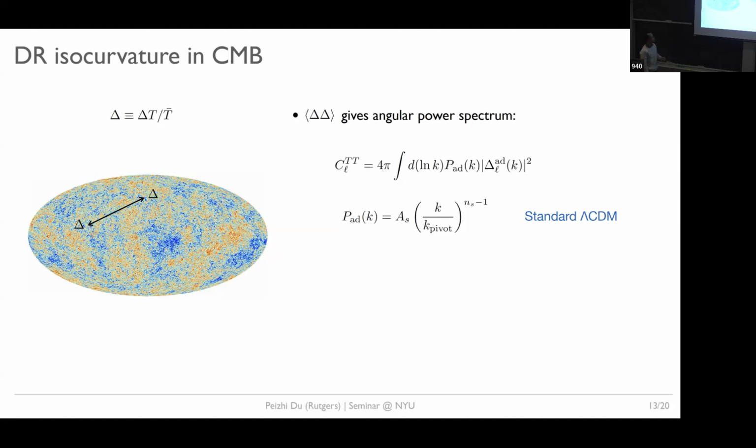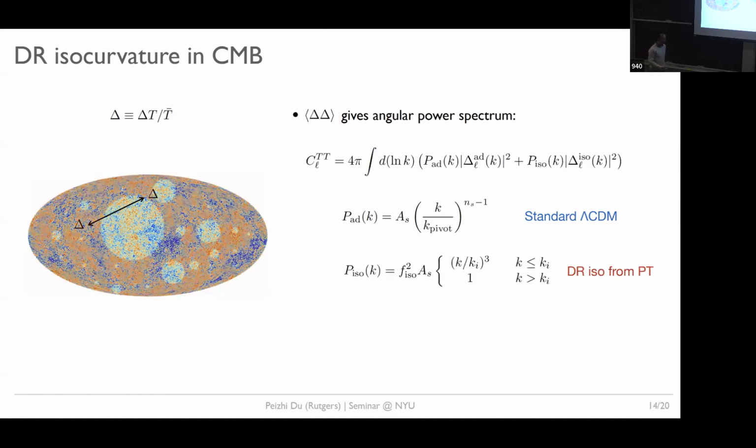In this talk, because we have isocurvature, we need to add a new ingredient to calculate the C_L^TT, which is a new isocurvature piece. We need an isocurvature transfer function and an isocurvature power spectrum. The isocurvature transfer function is determined by which type of isocurvature you consider. In this case, we consider dark radiation isocurvature, and that fixes the transfer function here. Another part is the isocurvature power spectrum.